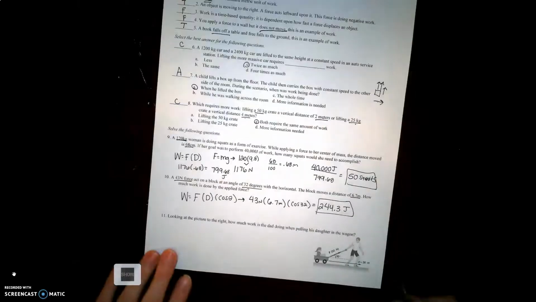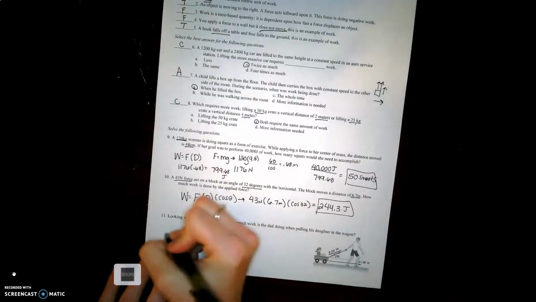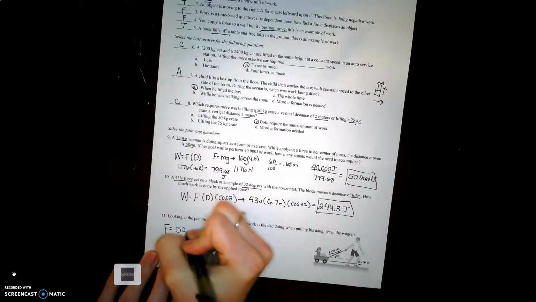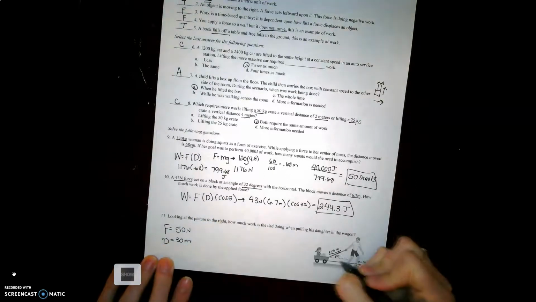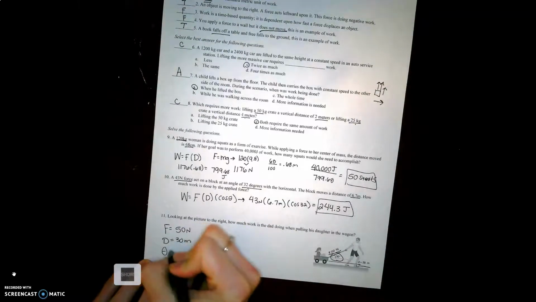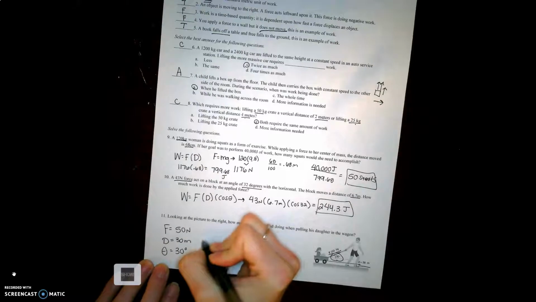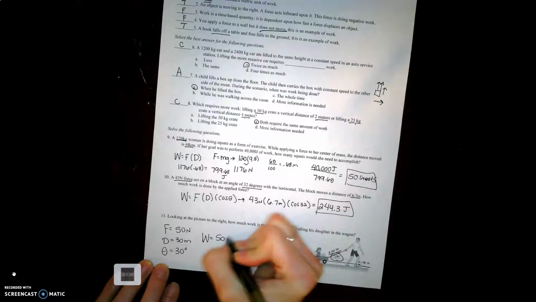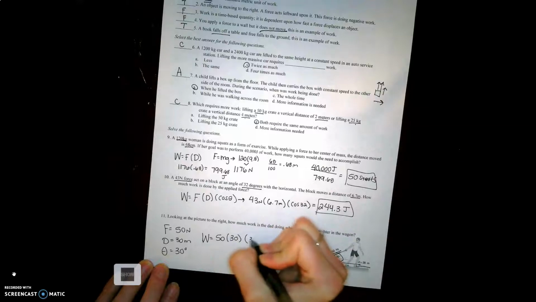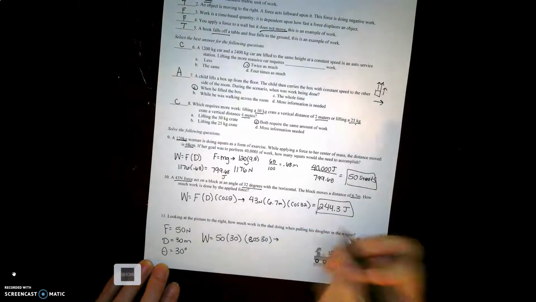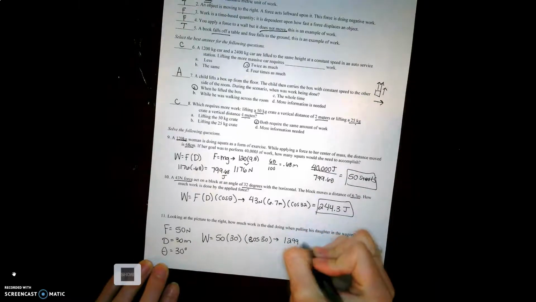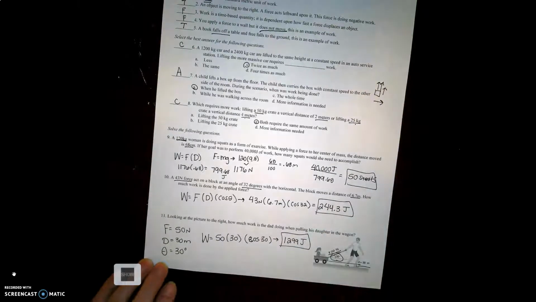Number 11. Looking at the picture to the right, how much work is the dad doing pulling his daughter on the wagon? So we see that the force they give us is 50 newtons. The distance is 30 meters. And the angle of the horizontal is 30 degrees. So our work is going to be our force times our distance times the cosine. We're going to multiply all those together to get 1,299 joules. And that is the work review.